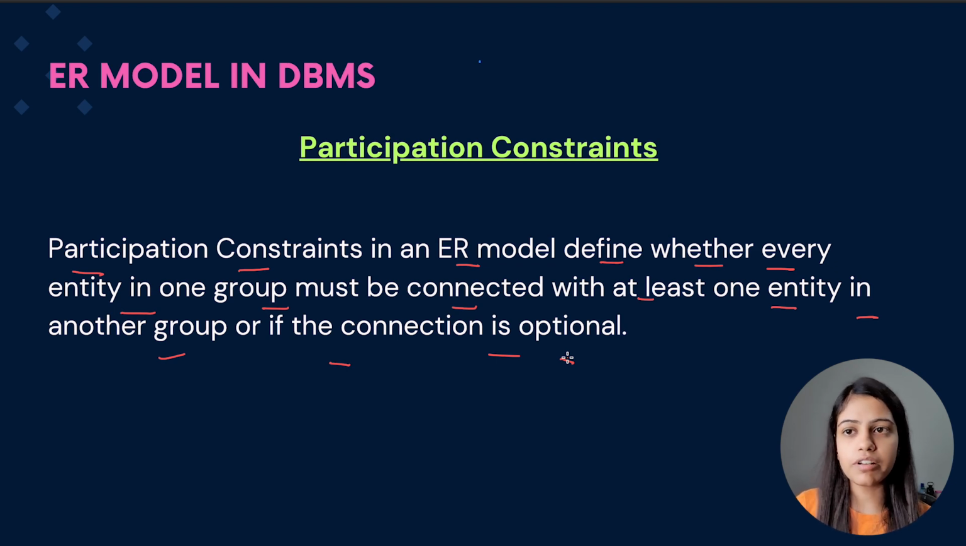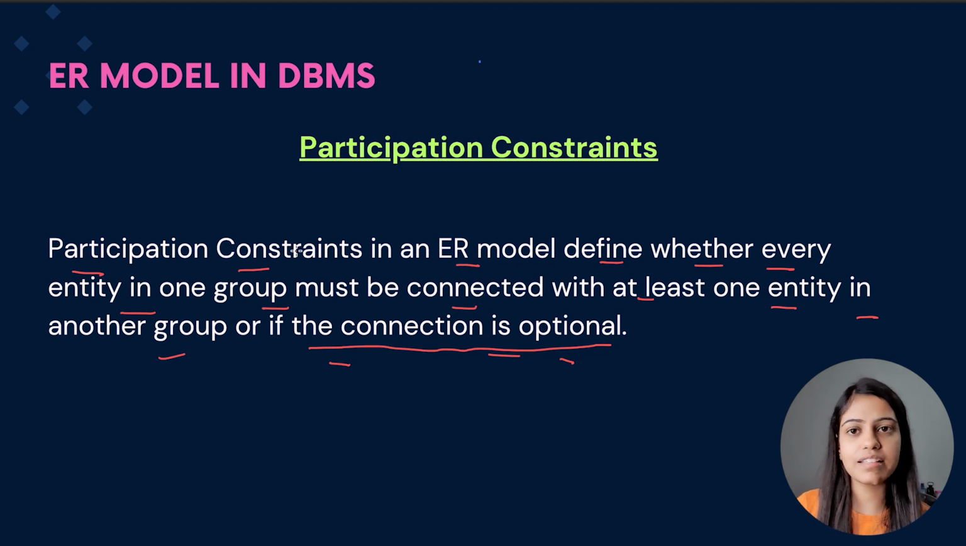Now in this particular video we are knowing about the participation of those entities. So if two entities are together in a relationship, how are they participating? Is each record in one entity participating with another record present in another entity? So what kind of participation? From the word itself you can understand that the participation constraint deals with how entities are participating in the relationship. So whether every entity in one group must be connected with at least one entity in another group, or if the connection is optional.